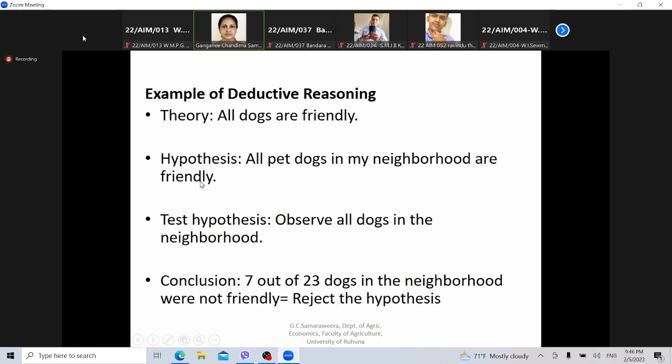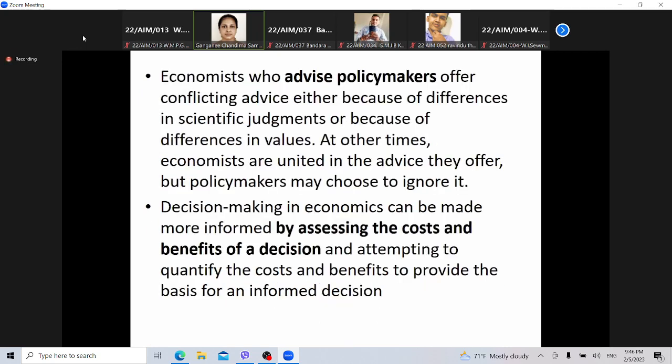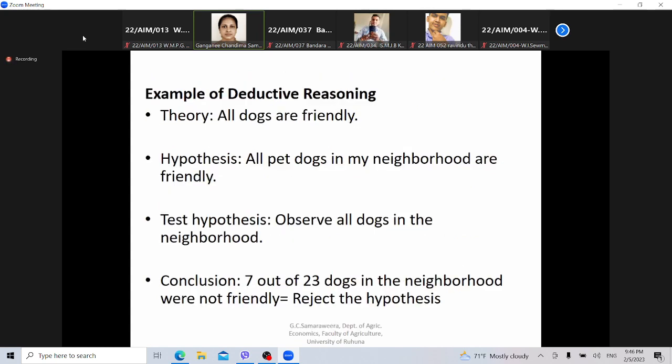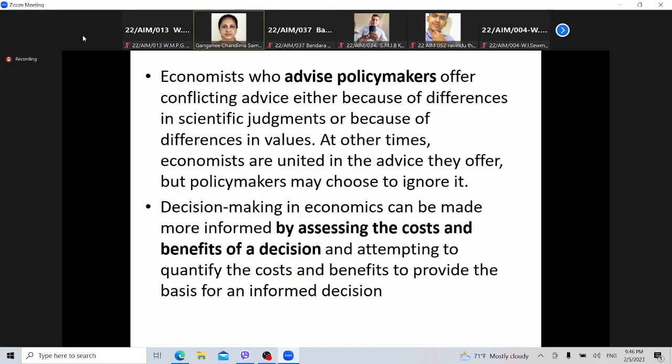When you are developing this hypothesis, you may be familiar with these concepts. I hope you got a slight idea of inductive and deductive reasoning. Isn't it? Yes, I had a very good idea. Okay, thank you.